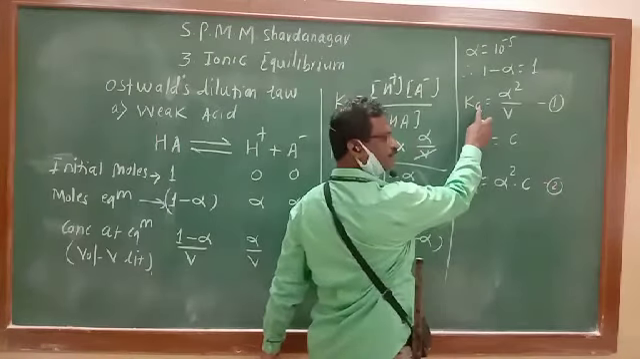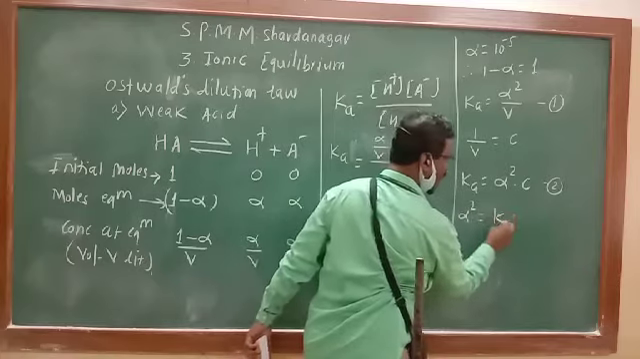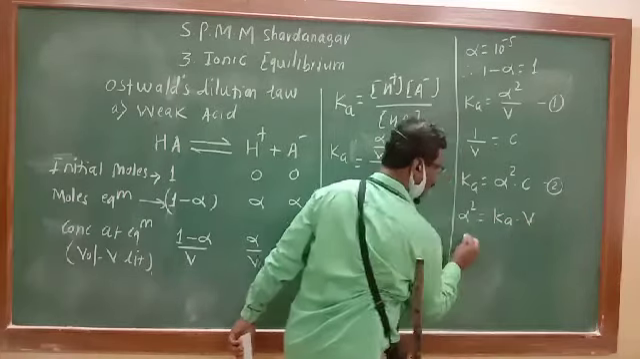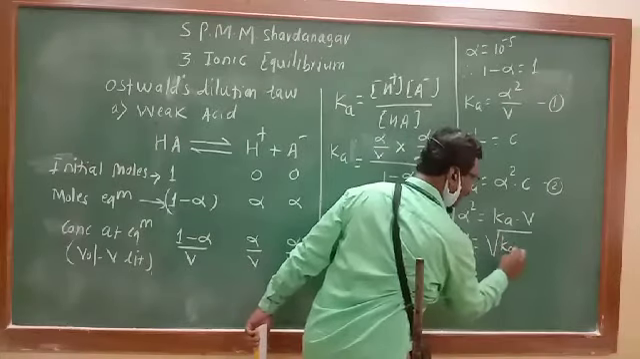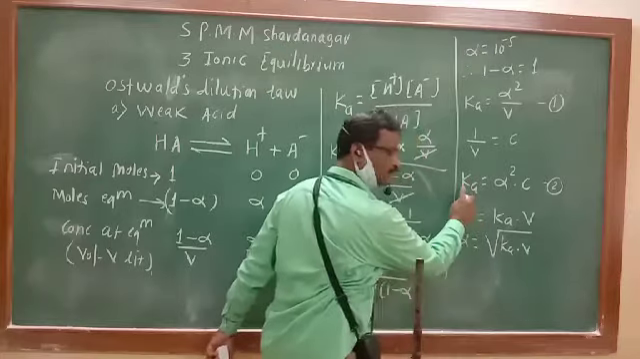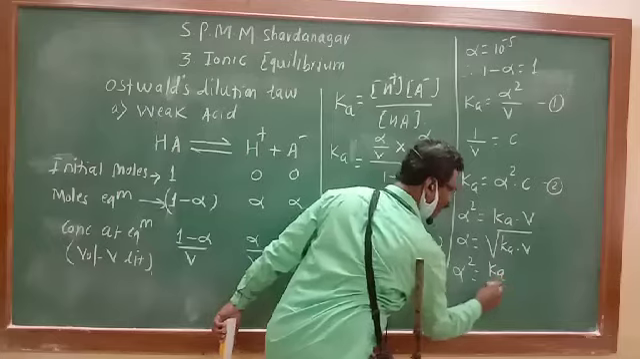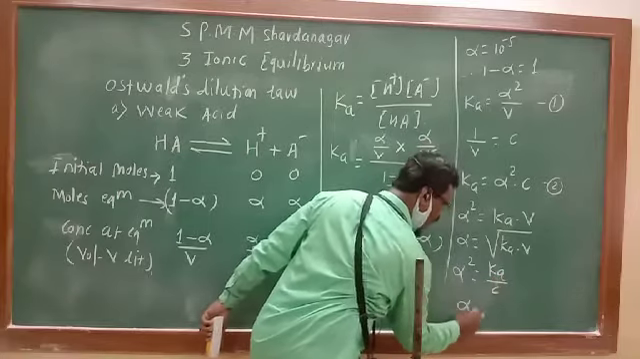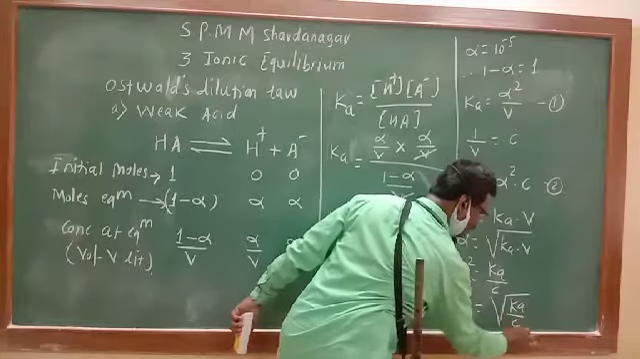From equation 1, what is alpha square? Alpha square will be equal to Ka into V. Therefore, alpha is equal to square root of Ka multiplied by V. From equation 2, alpha square will be equal to Ka upon C. Therefore, alpha is equal to square root of Ka upon C.